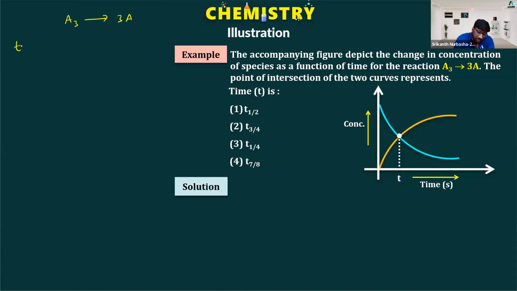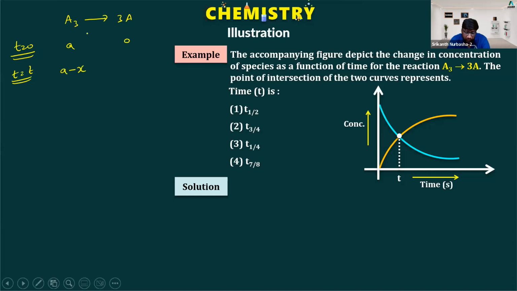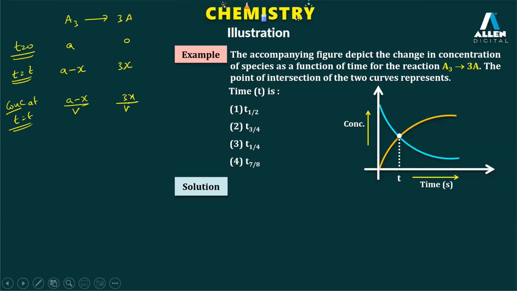This was a reaction. At time t is equal to 0, can I say A moles of A3 is there and 0 moles of A? At time t is equal to T, out of A moles, some X moles has been lost. If X moles of A3 is lost, 3X moles of A should be produced. At time t is equal to T, we are writing the concentrations, number of moles by volume. So (A minus X) by V and 3X by V, because they are in the same container.